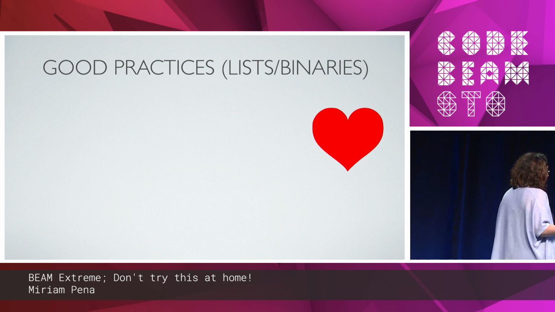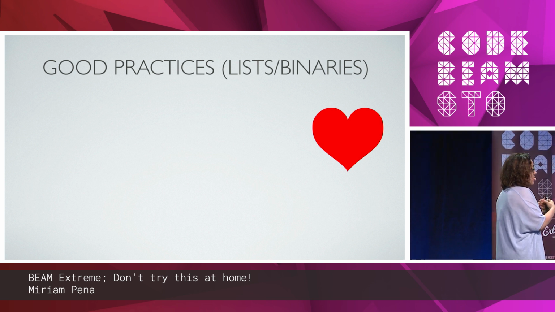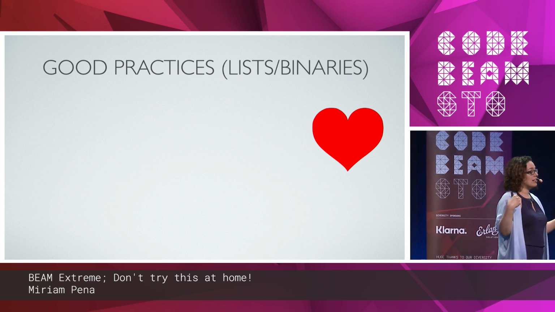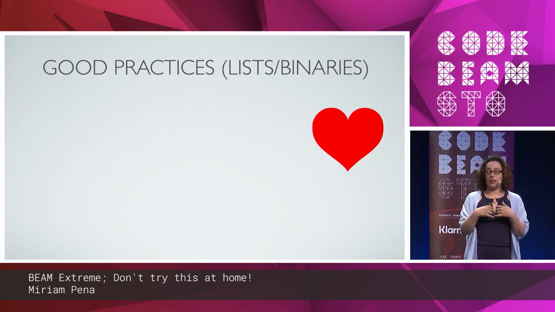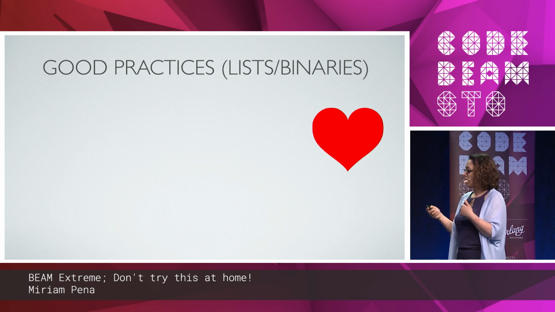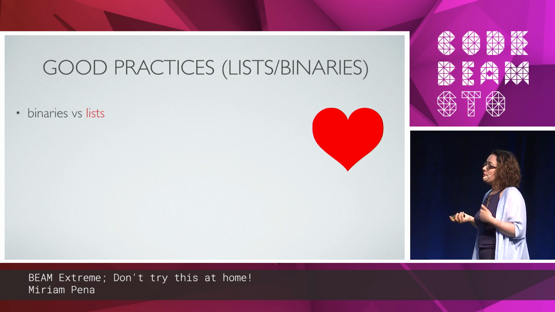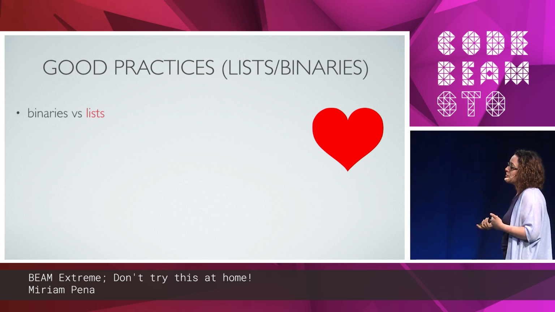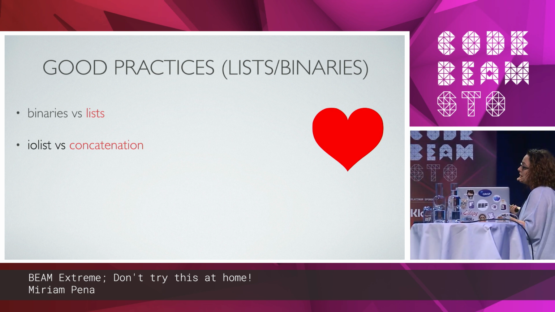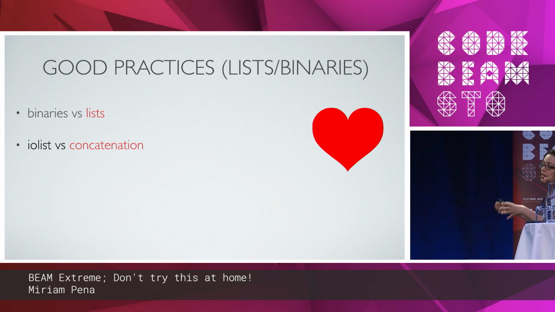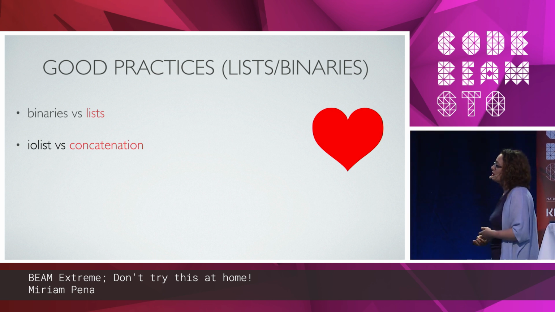Then you have your socket. There's certain things you can do to send the data through it as fast as you can. Of course, handle binary before lists as much as you can. Use IO lists to concatenate the data. Don't do a list concat. It's not worth it.